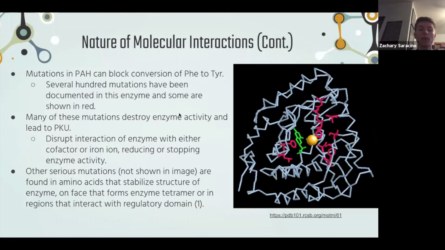Mutations can block the conversion of phenylalanine to tyrosine. There are many different mutations, some of which are shown in red in this structure. This is what leads to diseases such as PKU, which we briefly discussed before. And there are also other serious mutations that are not shown.